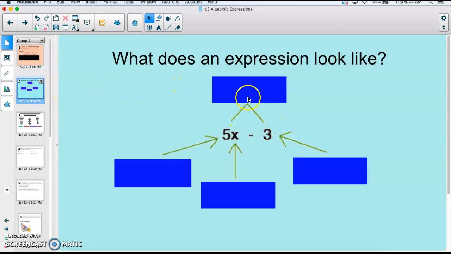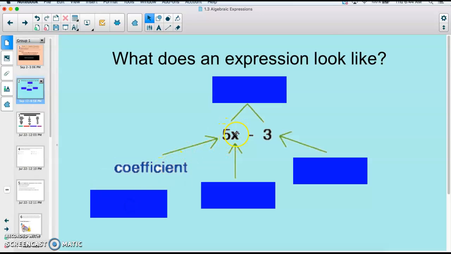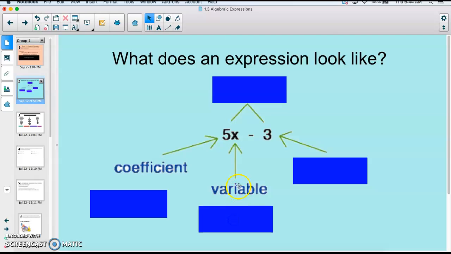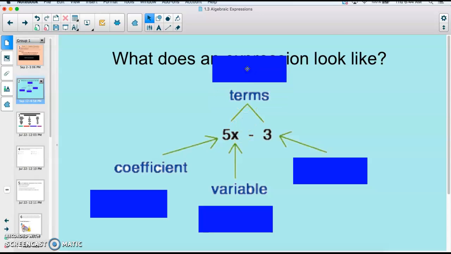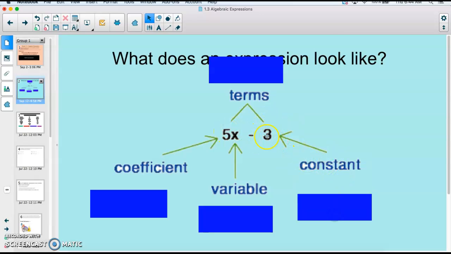All right, so what does an expression look like? Again, there's no equal sign, right? So this 5 out in front, we call that the coefficient because it's the number that's in front of a variable, and that would be this, the variable. It could be x, could be y. Please don't use e, please don't use i. Those are the two main ones we don't use for variables because they mean something else. Terms, these are each term. So the 5x is a term, the -3 is a term. And then the -3 is a constant. Remember to include the negative sign.